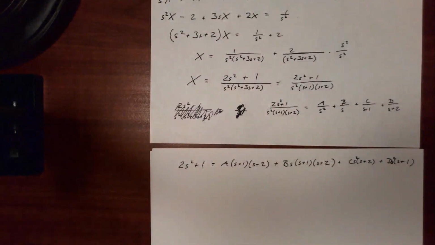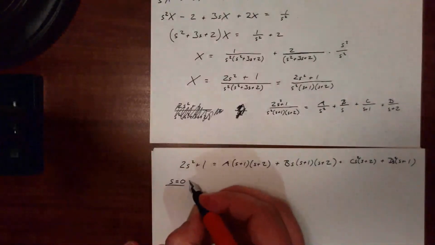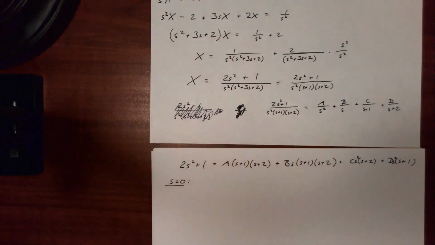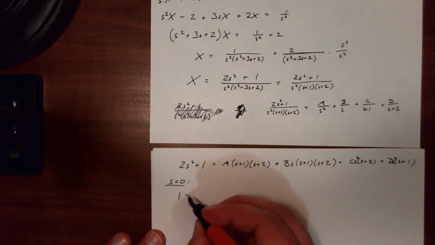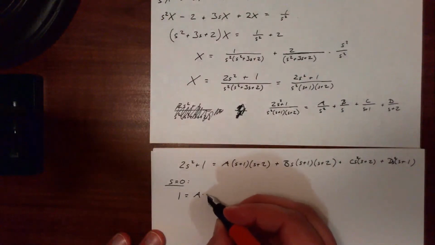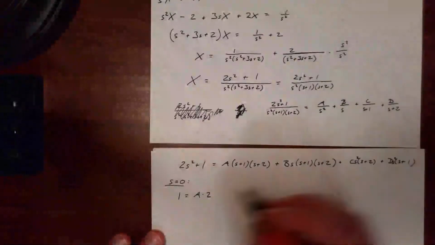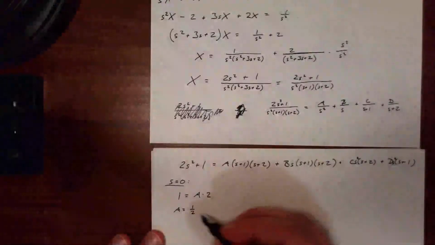All right. So then, if we want to take the pieces of this and try to find the values, we can look for some strategic values we can make. So s equals 0 would be a nice one. What's that going to give us? It's going to give us 1 on the left. It's going to give us a times 1 times 2, so a times 2. Now the rest will equal 0. So that gives us immediately a equals 1/2.